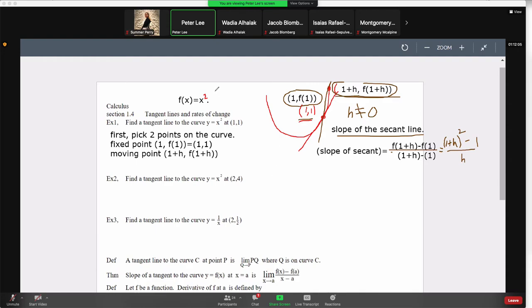And now finally, we want to find the slope of a tangent line. So what is exactly the slope of the tangent line here? The slope of the tangent line right here is basically equal to the limit, and I'm going to explain what that means. That will be the limit of the slope of the secant line, and that will be this right here: f of 1 plus h minus f of 1 over 1 plus h minus 1.